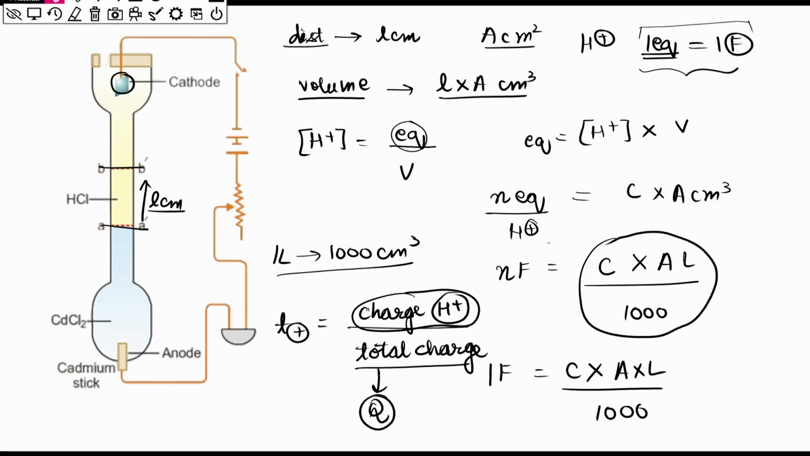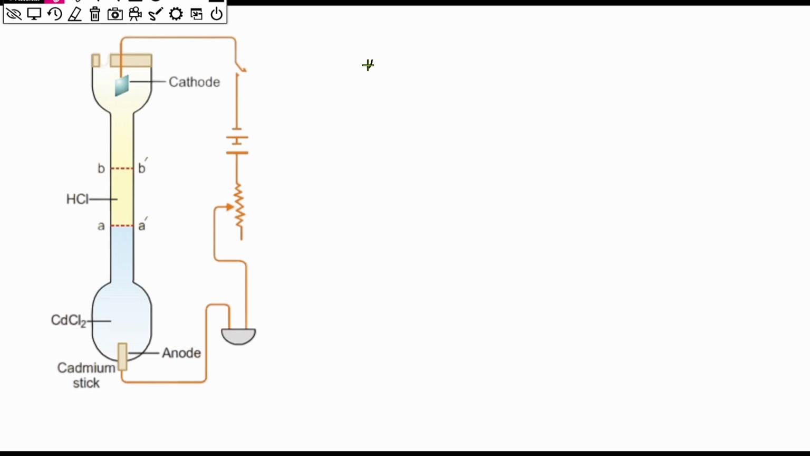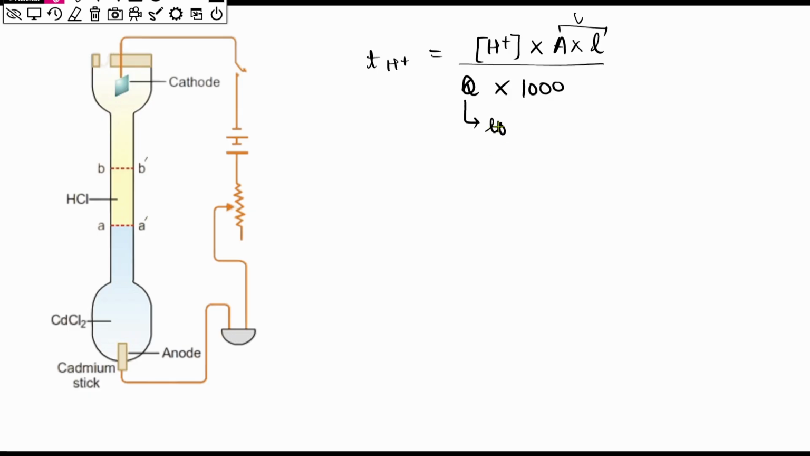So the formula is very clear here: the transport number of H plus ions will be equal to the charge which was carried by the H plus ions, and that is nothing but the concentration of H plus ions multiplied by the area multiplied by the length, which is equal to the volume itself, upon 1000 multiplied by the total charge. This total charge is Q. So as simple as that, we have easily found how we can determine the transport number of H plus ions here.